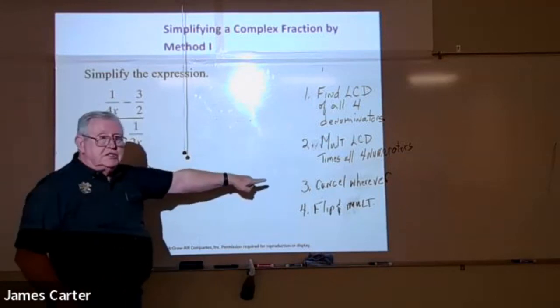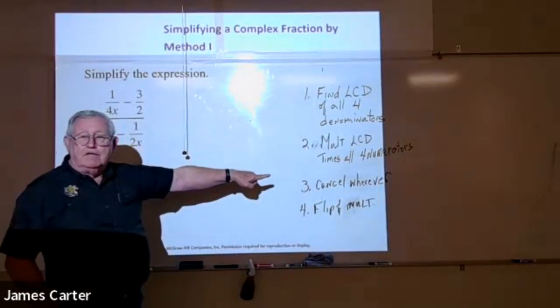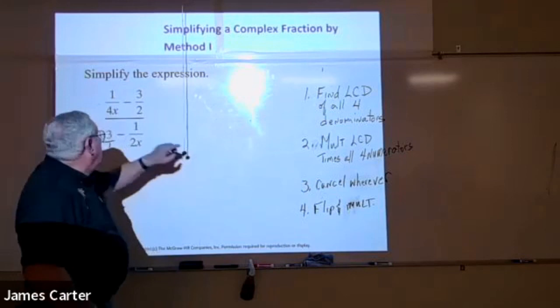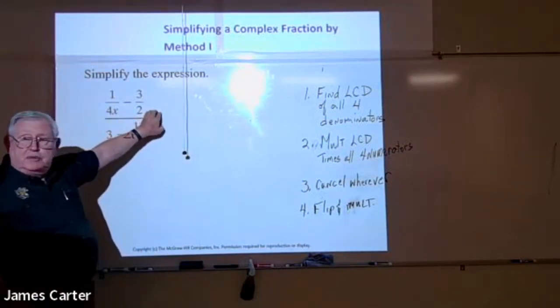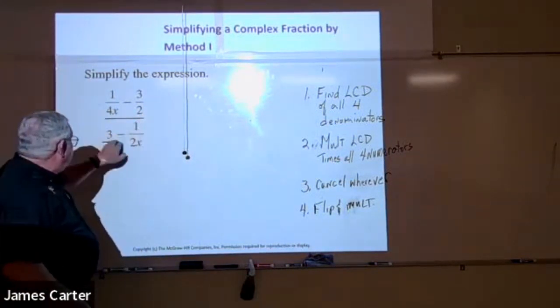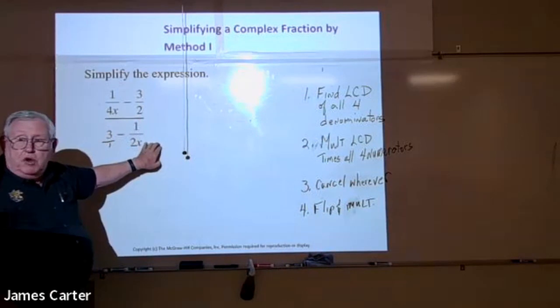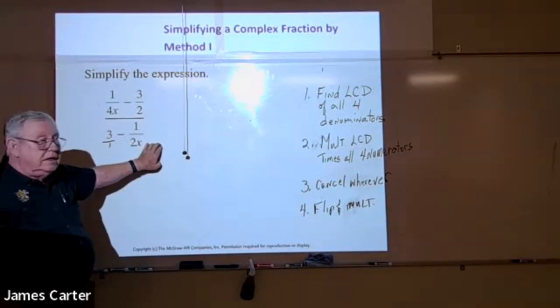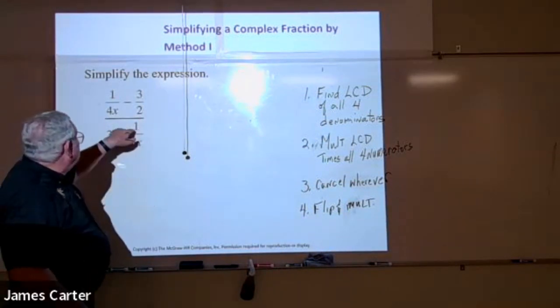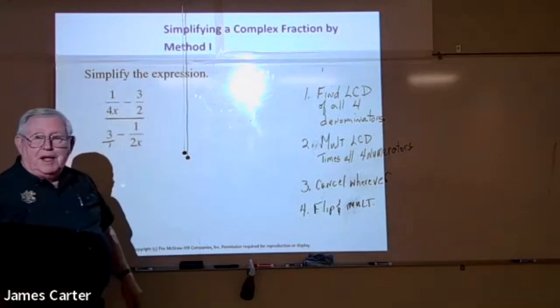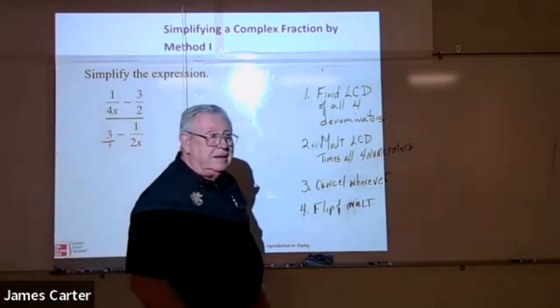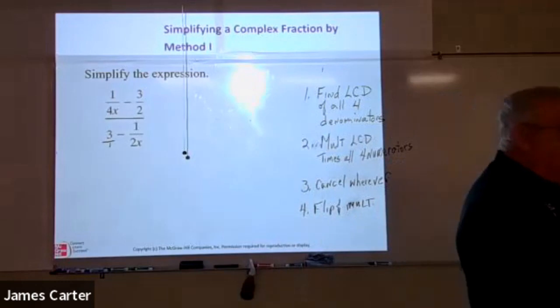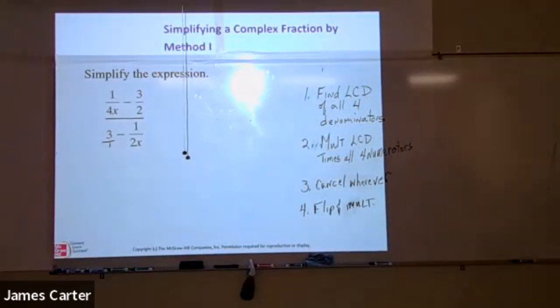Third step, cancel everywhere you can. And if you have done it right, this row of denominators will become 1s. This row of denominators will become 1s. And then you simply flip and multiply. And simplify.